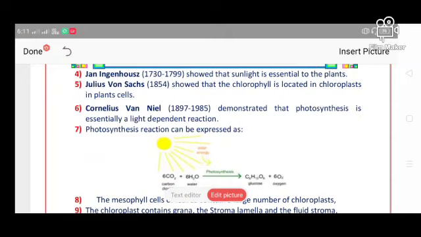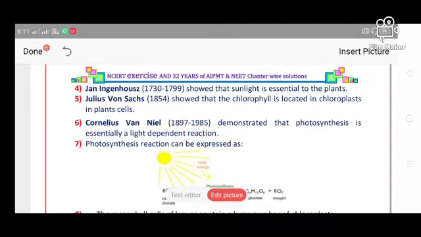If you are interested to crack all the examinations, you have to remember all the scientists' names regarding the photosynthetic activities. Next one is Julius von Sachs, who showed that chlorophyll is located in the chloroplast in the plant cells. It is a very important one.